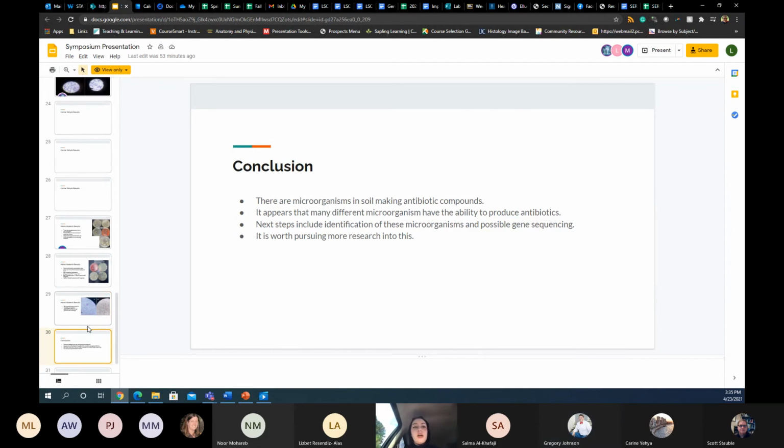So for the conclusion, there are many microorganisms in soils that make antibiotic compounds. It appears that different microorganisms have the ability to produce these antibiotics, and they're very diverse and different. So the next steps are to try to identify these microorganisms, and possible ways are gene sequencing and trying to find perhaps a chemical that they produce that can cause inhibition. And I do believe it is worth pursuing more research into this. Thank you.